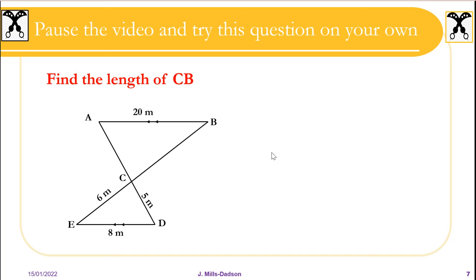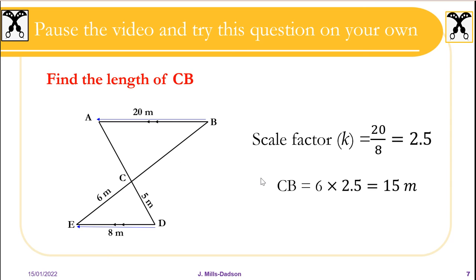First, let's work out the scale factor. It's 2.5, sorry. We are looking for CB. CB is on a bigger shape, so the corresponding side 6 should multiply 2.5, and we have 15 meters. If you got it right, well done.